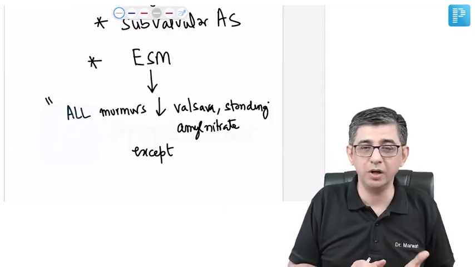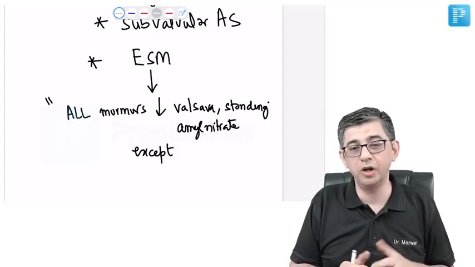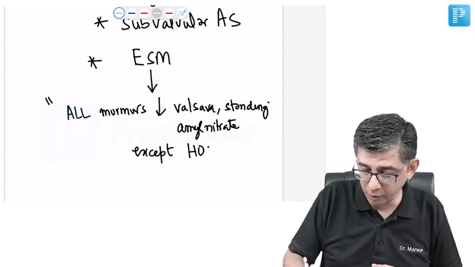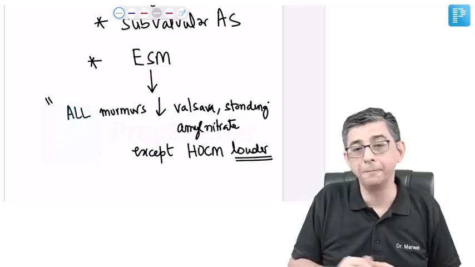But in HOCM, if less blood comes, the gap that I showed you superiorly will become relatively lesser, and therefore the turbulence will increase. So hypertrophic cardiomyopathy is an exception to the rule. This murmur tends to become louder.